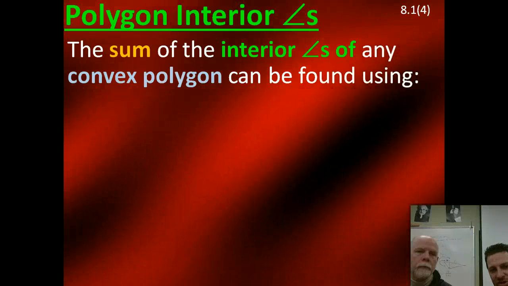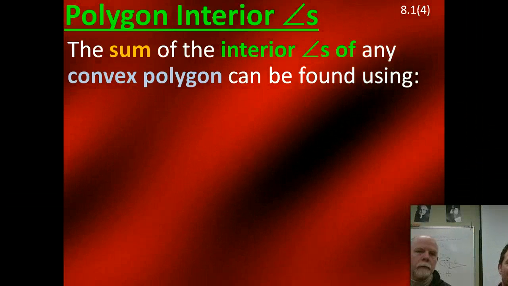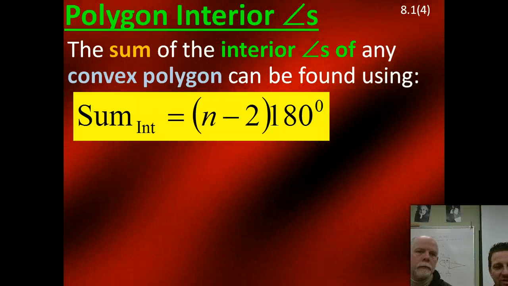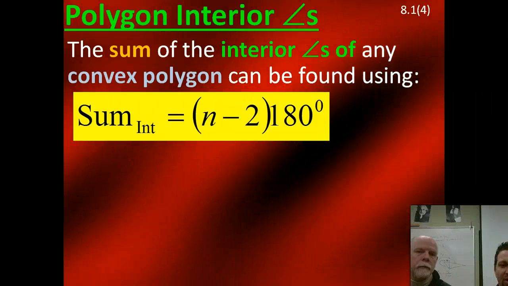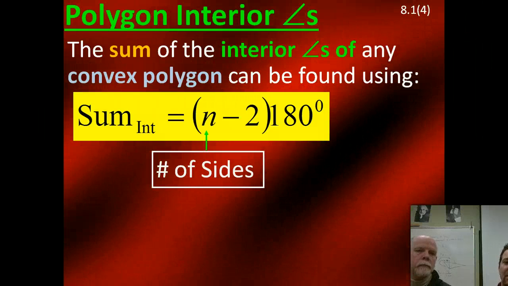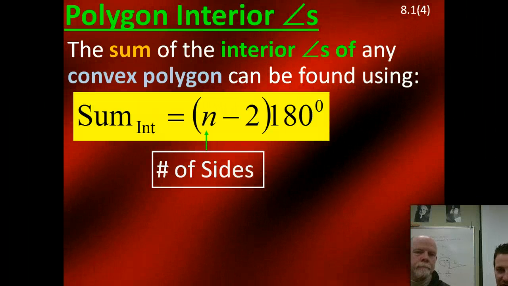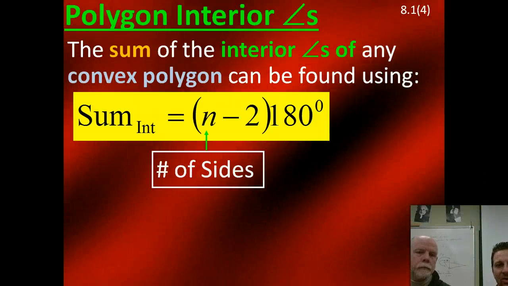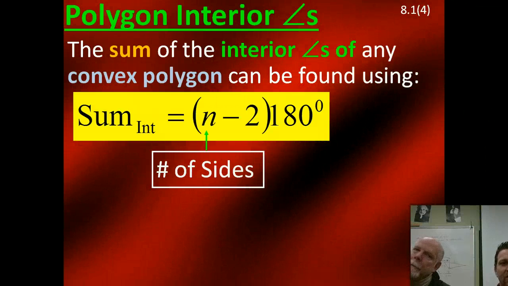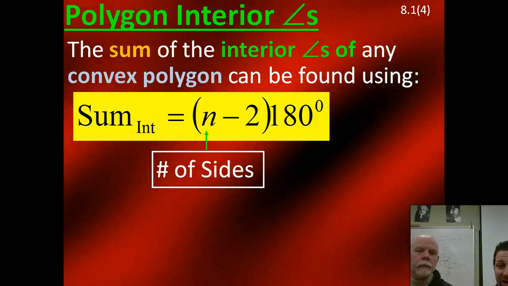So what it's saying here is we can find all of the degrees altogether of all the interior angles by using this formula here that says that the sum of all the interior angles equals the number of sides minus 2 times 180. And n means the number of sides. This is one of those things where you've got to commit this to memory, that n means the number of sides. How many sides does the shape have? So you take that, subtract 2 and multiply by 180. It's pretty straightforward here.